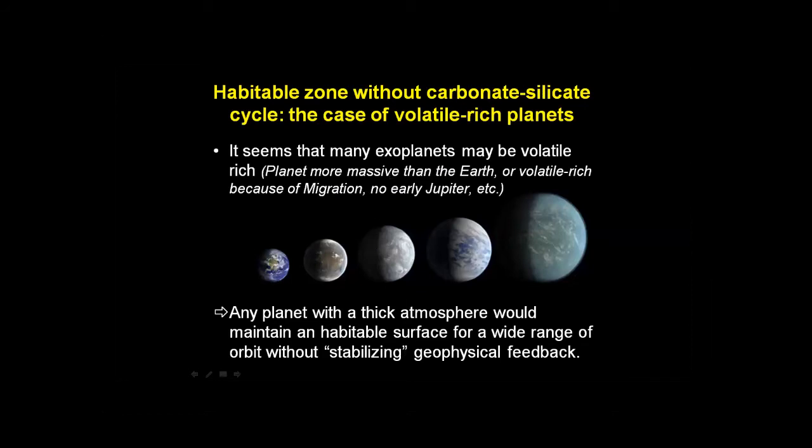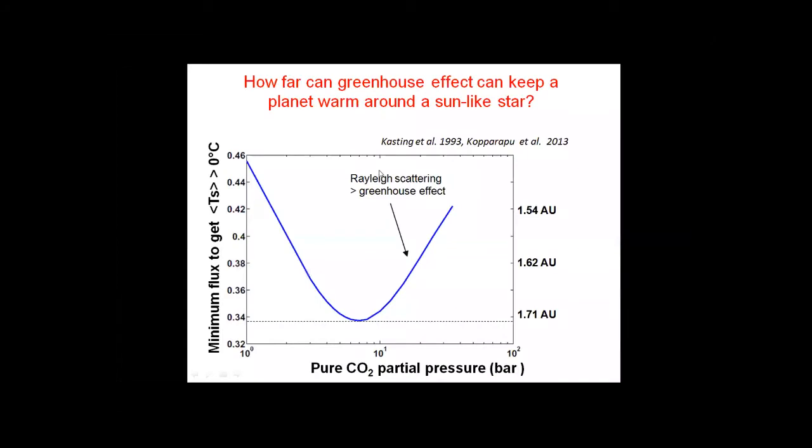And if you imagine the Earth with a thick atmosphere, like 20 bars of CO2, and being able to maintain it, at equilibrium the Earth would have stayed habitable without any stabilizing geophysical feedback. This is really questionable, of course, but the point is that it's difficult to say that it's absolutely necessary to have the carbonate-silicate cycle to stabilize the climate. So now the question is, how far can the greenhouse effect keep a planet warm around a sun-like star, for instance, to start with?